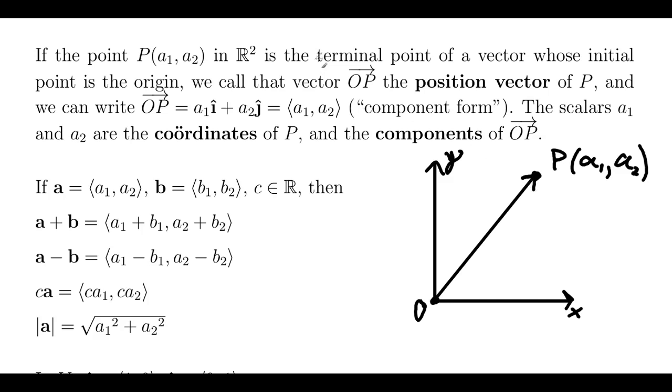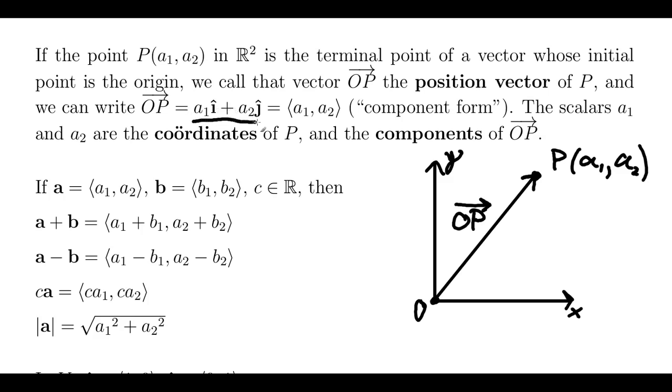So P is the terminal point of a vector whose initial point is the origin. We call that vector OP. That uses the ray notation from Euclidean geometry. So this vector is the vector from O, the origin, to P, our point. This vector is then called the position vector of P. And we can write OP as a1 times i plus a2 times j.